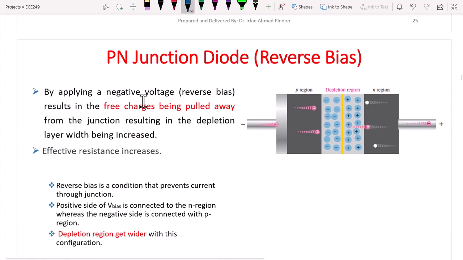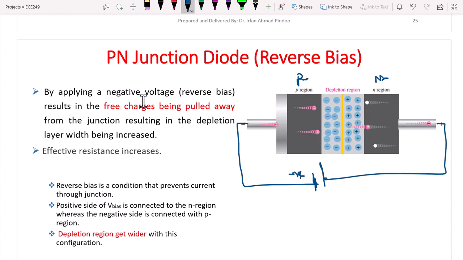Then we have a reverse bias also. In reverse bias, what happens? If we have a p-type semiconductor here and an n-type semiconductor here, we are doing the biasing, connecting it with the battery in the opposite way. Means the p side is now connected with the negative terminal of the battery and the n side is connected with the positive terminal of the battery. So in this case we shall see that there will be no current.